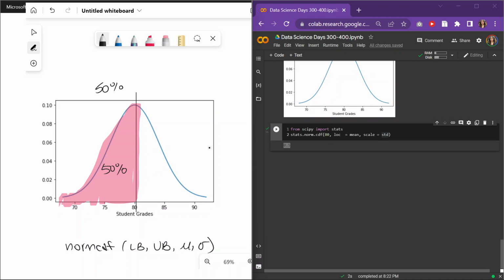Now, here's the thing. What if I wanted to find the proportion of students who got greater than an 85? So 85 would be right here. And so the area I'm trying to find is this area right here in red.